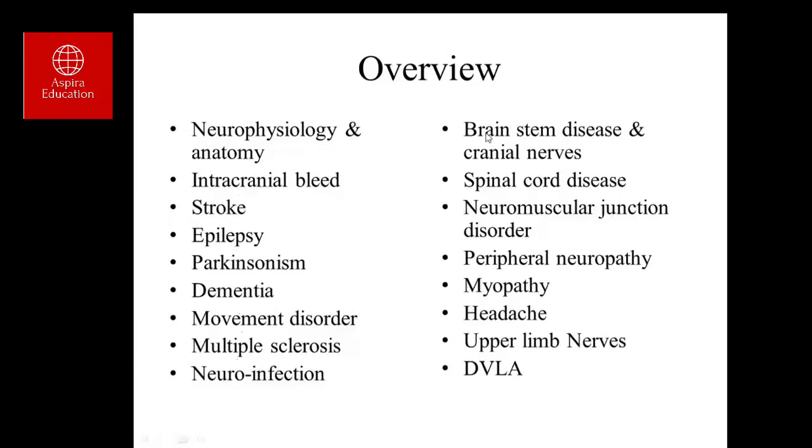Then we're going to discuss brain stem disorders, then spinal cord disorders, then the peripheral nervous system disorders, including peripheral nerve, neuromuscular junction, and muscle disorders. And we're going to conclude with a few miscellaneous topics like headache, a few of the important nerve pathologies in the upper limb, and driving and the disease of the brain. These are the topics which will be covered under two sessions.